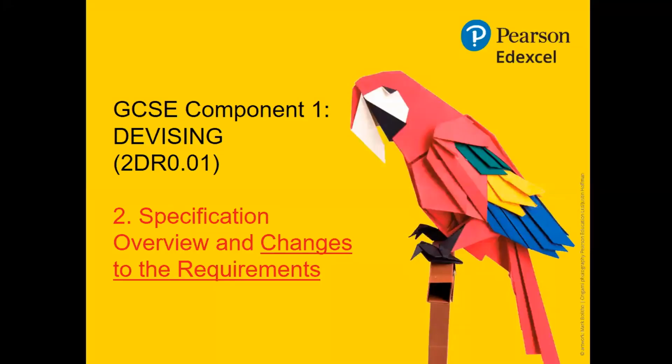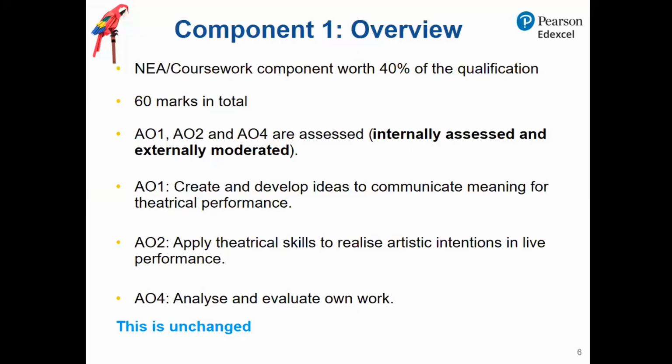The specification, overview and changes to the requirements. Component 1 Overview. This is a coursework component worth 40% of the qualification, 60 marks in total. AO1, AO2 and AO4 are assessed. This is internally assessed and externally moderated.